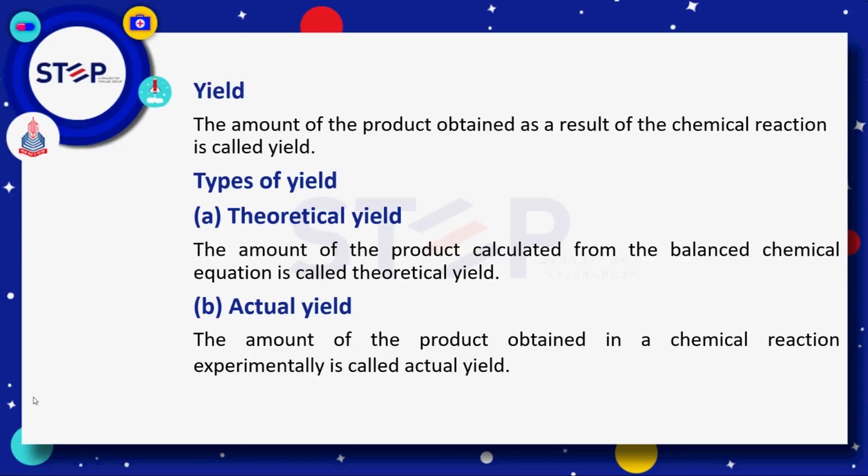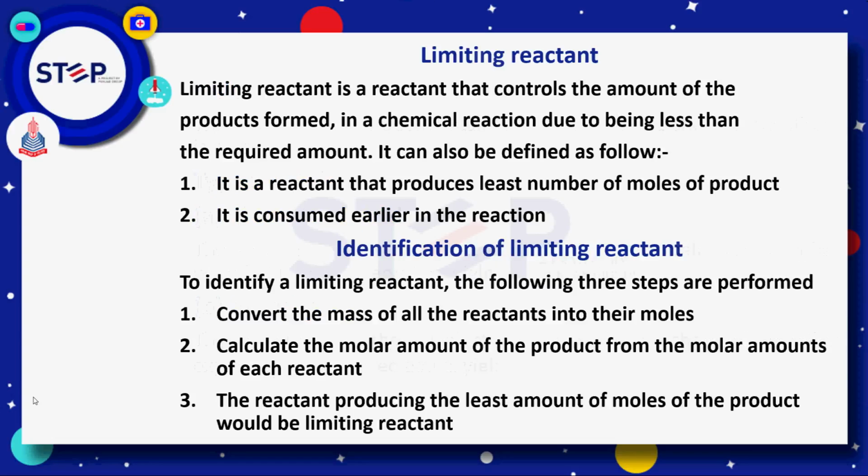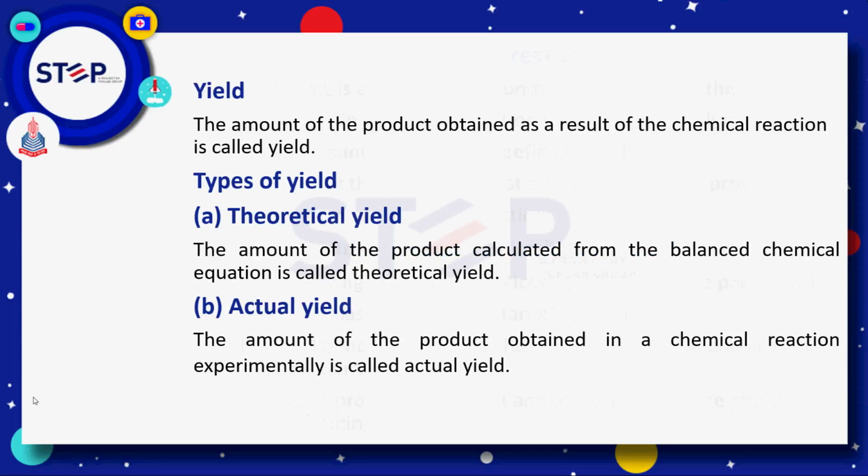We have already discussed that 1 mole of oxygen reacts with 2 moles of hydrogen. Now we discuss the yield. The amount of product obtained as a result of a chemical reaction is called yield. There are two types of yield, theoretical yield and actual yield. The amount of product calculated from the balanced chemical equation is called theoretical yield.